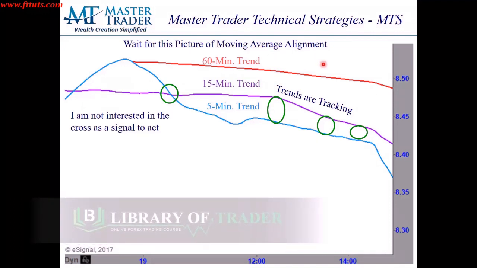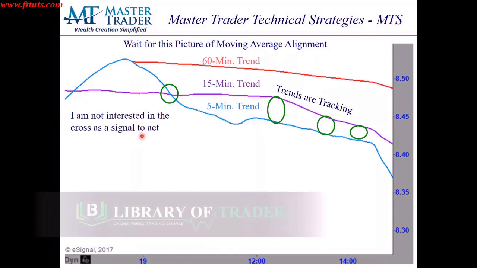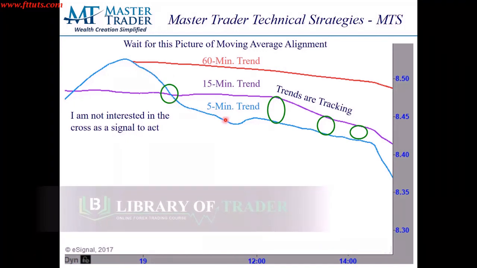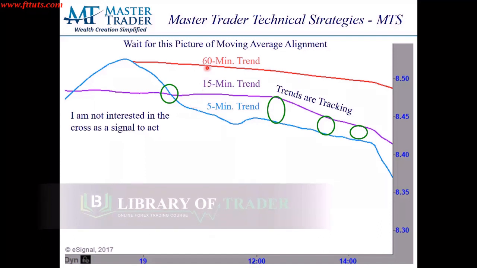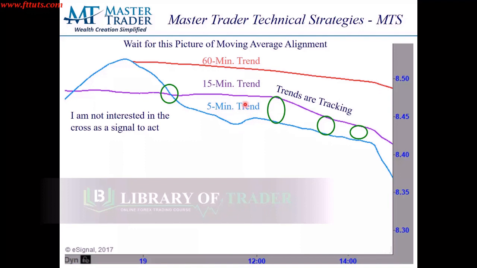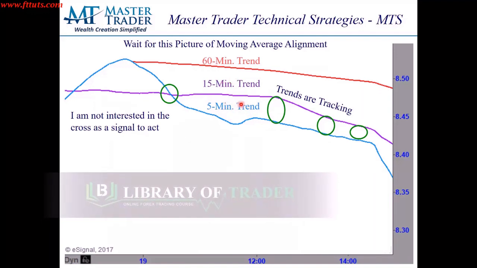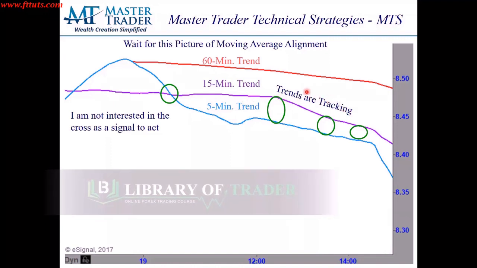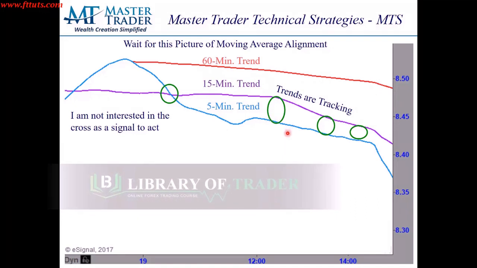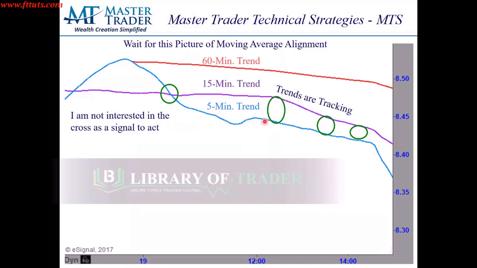I've already got my bias from the daily chart. I'm really not interested in this cross as a signal to act. What it tells me, though, is that prices are beginning to trend to the downside. And as the alignment here, the 15-minute trend under the 60, the 5-minute trend under the 15, and so on, as this is trending lower, here I can show you that the trends are beginning to track with each other. My bias is that prices are going to go lower, and I'm looking for price patterns that are in alignment with that bias to take action.